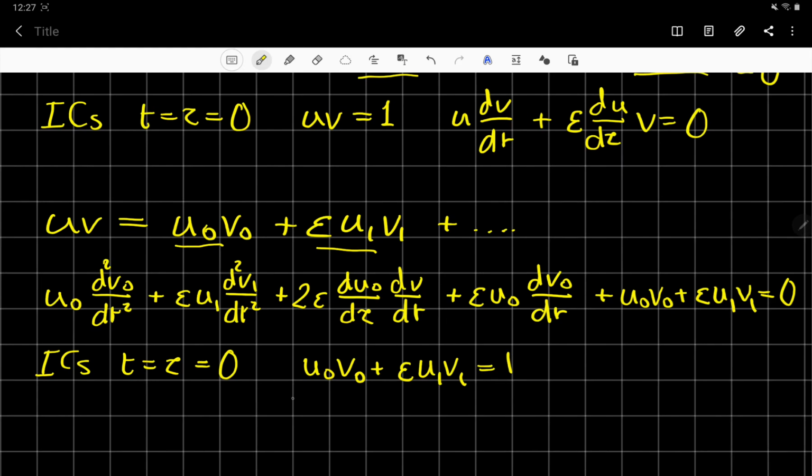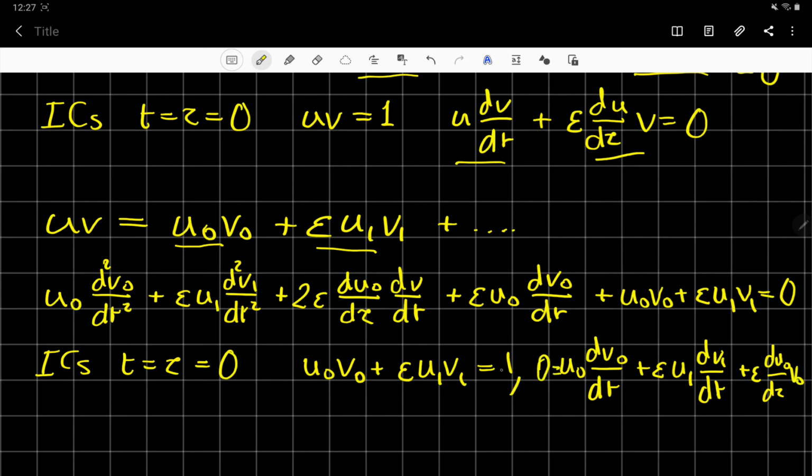And then for the next term, we're going to have u naught dv naught dt plus epsilon u1 dv1 dt. This term, and then for this term I only keep the zero order. So plus epsilon du0 d tau times v0, and all this equals 0.